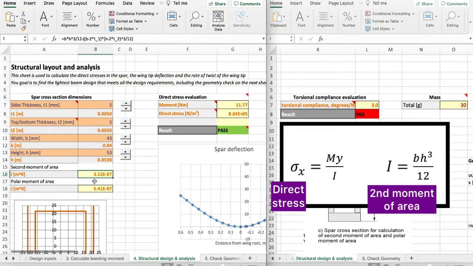The second moment of area, one of the variables in the equation for stress, is directly proportional to the height cubed and linearly related to width. In practice, it means that altering the height gives greater changes in stress and therefore allows us to better utilise the material and make the spar lighter.